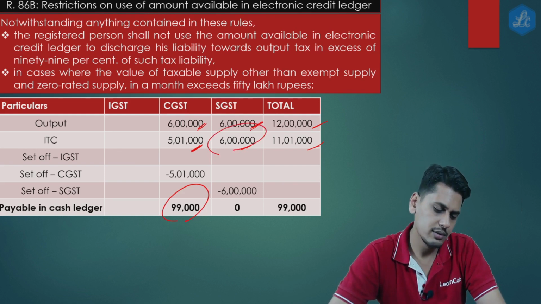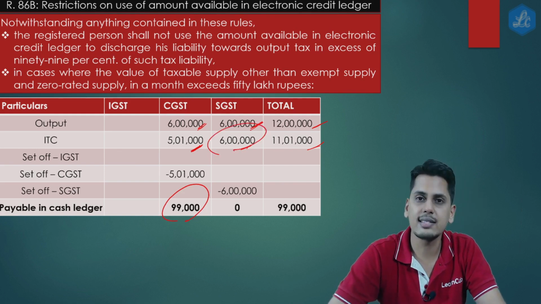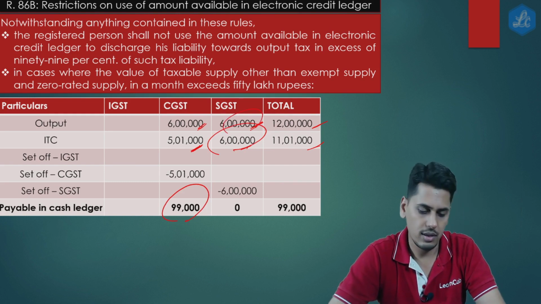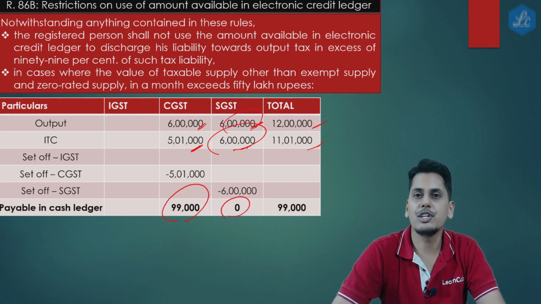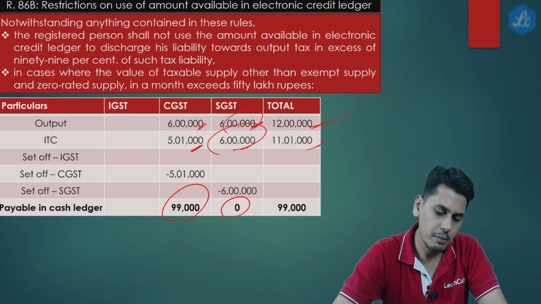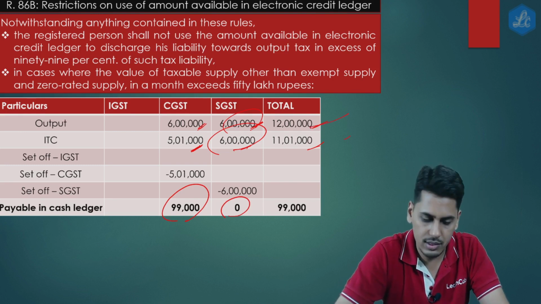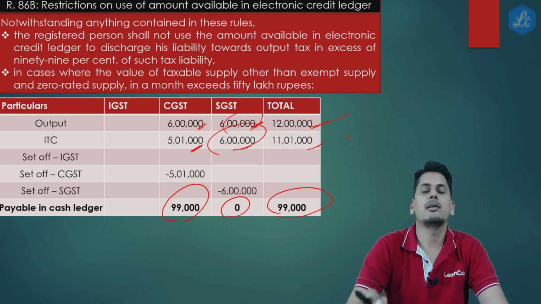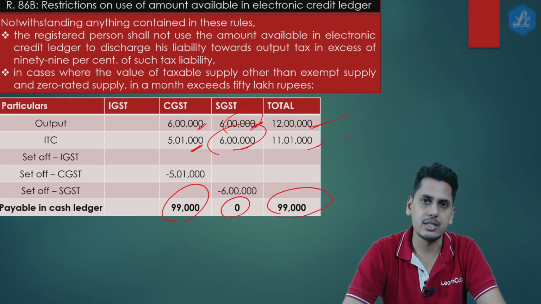Here I have got 6 lakhs ITC, 6 lakhs output, I use it. Payable through cash is nil. So the total figures look something like this. Output is 12 lakhs, payable through credit 11 lakh 1,000, 99,000 paid through electronic cash ledger.